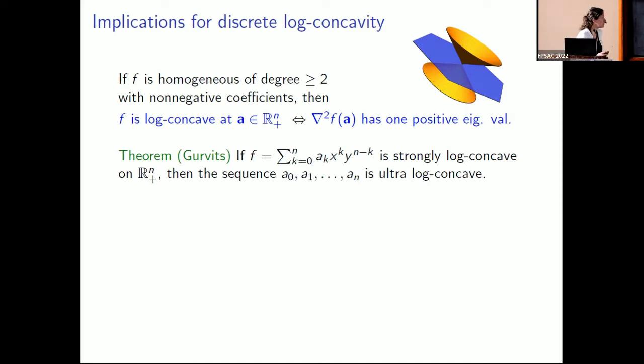And from this condition of functional log concavity, you actually recover some conditions for discrete log concavity. So in particular, if f and all of its derivatives are log concave, so I forgot to define strongly, but strongly log concave is this: f and all of its derivatives are log concave on the positive orthant, then you recover that the sequence of coefficients is ultra log concave.